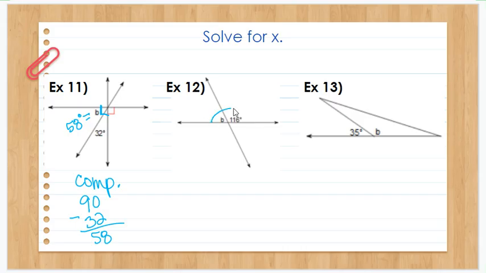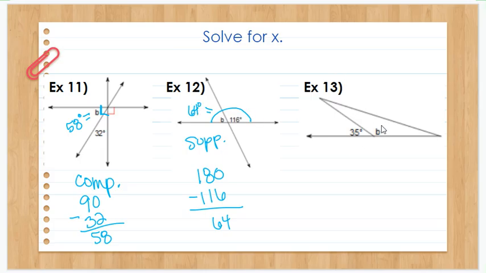So this is considered a straight angle. So angle B plus angle 116 equals 180. All right, so they are supplementary. So our math problem will be 180 minus 116. And that gives me 64. So B equals 64 degrees.